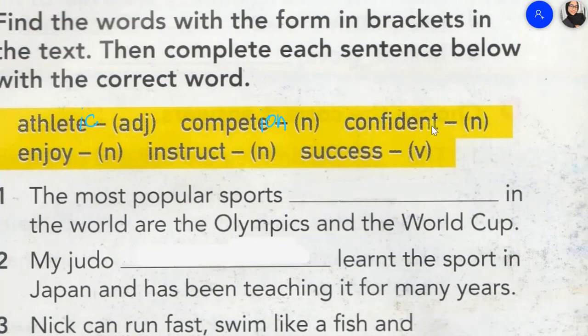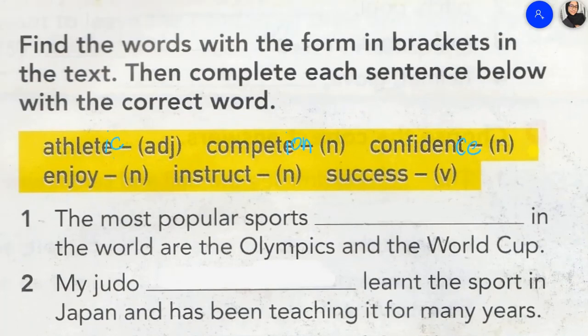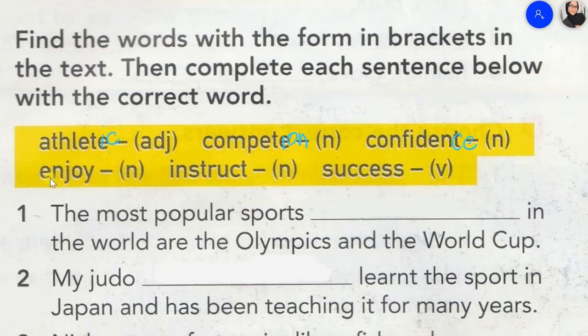What about confident? Confident is an adjective now, but we have to change it into a noun. In Malay, confident means yakin. Let's change it into a noun. It becomes confidence. Confident is yakin, confidence is keyakinan. What about the next one? Enjoy. Enjoy is a verb, but we have to change it into a noun. So when it becomes a noun, it is enjoyment, keseronokan. Enjoyment.